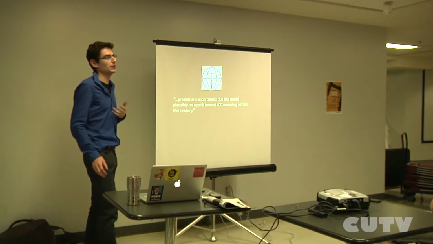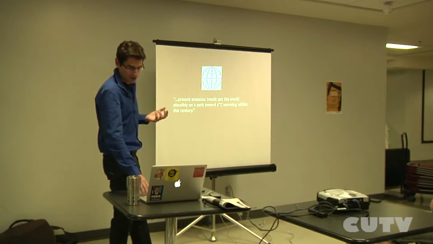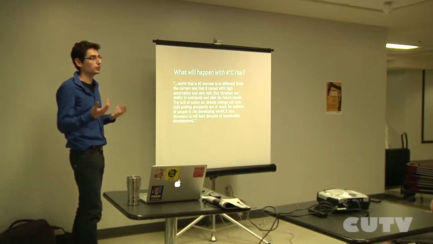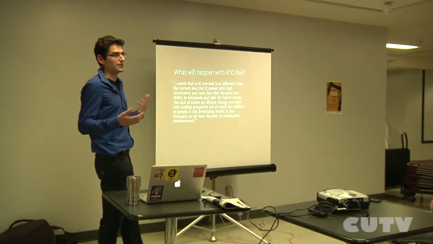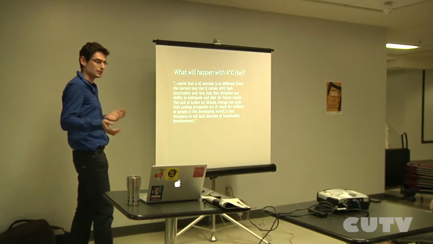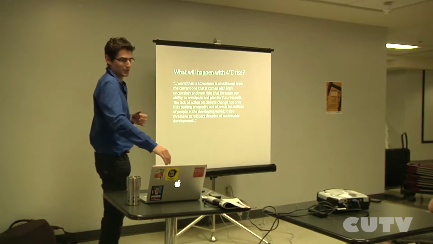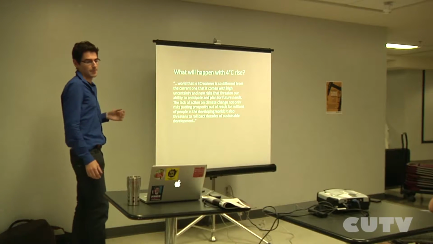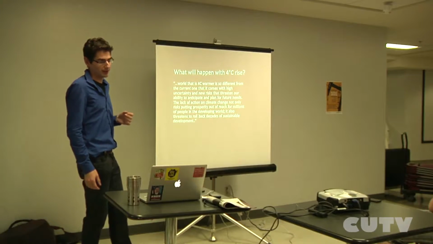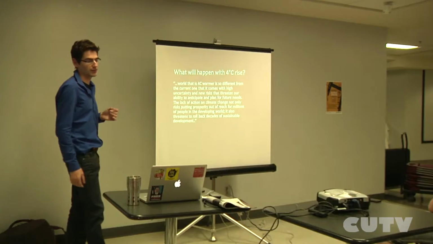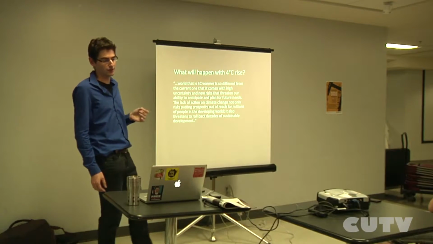So what would a 4-degree world look like? Well, let's go over what the World Bank says a 4-degree world would look like. And the World Bank's not really a radical organization, so I think this is a conservative estimate. The world that is 4 degrees warmer is so different from the current one that it comes with high uncertainty and new risks that threaten our ability to anticipate and plan for future needs.